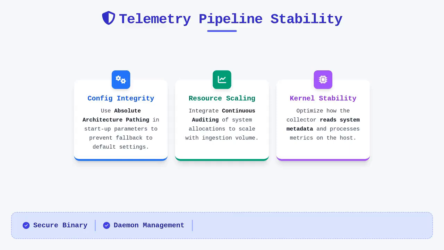Once the binary is secure, the service is managed as a daemon, and the network paths are validated, you possess a robust foundation for building advanced ingestion rules later in your lifecycle.